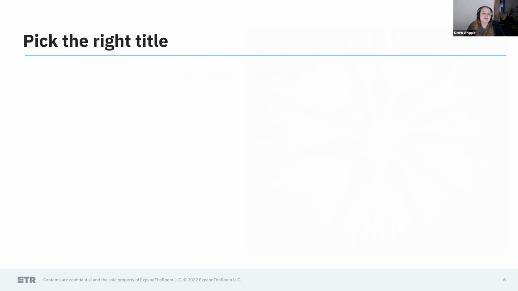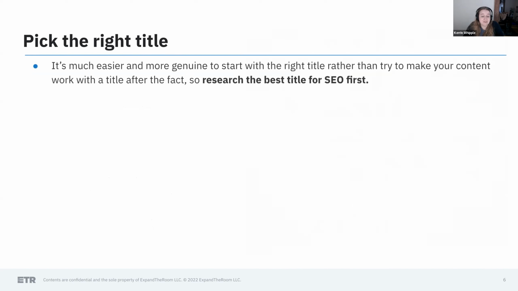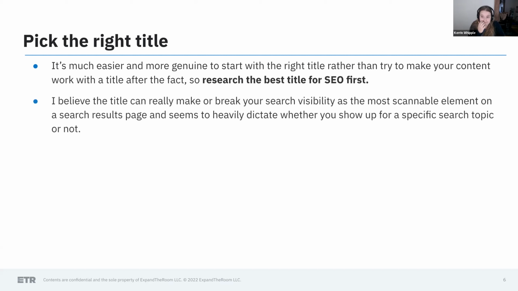Then after you've got your general topic, I think the next important thing to do is pick the right title. This is what I was talking about before, that I think it makes sense to start at the beginning thinking of SEO, because sometimes the title that you find works best for SEO might change how you structure your content a little bit.